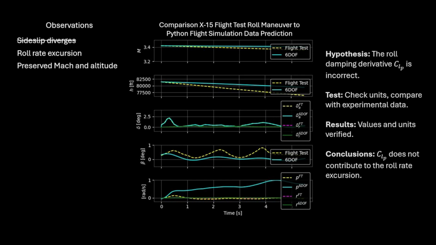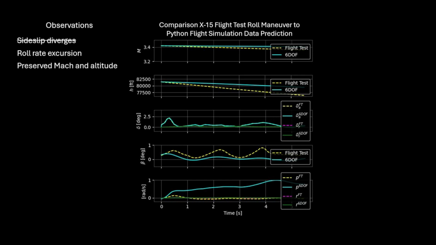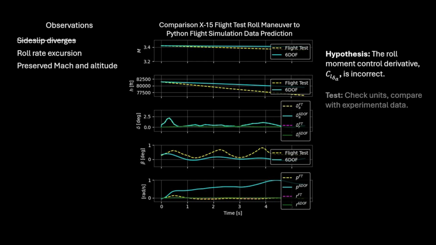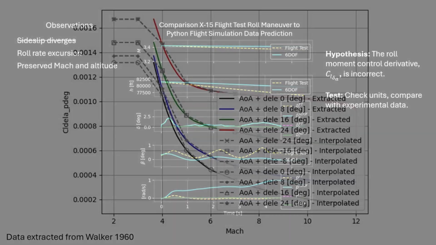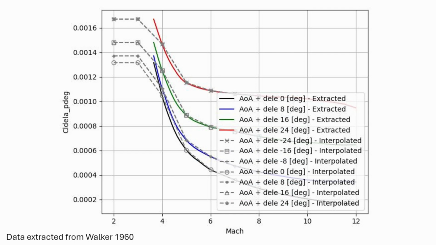Perhaps we have excessive moment created by the aileron, so we question CL del A, the control derivative. Again, we check units and compare with experimental data. Here's the extracted data from Walker 1960. The Mach number is 3.4 over the 5½ second duration of this flight test. This gives a computational CL del A with units of 1/degrees of 0.0012.